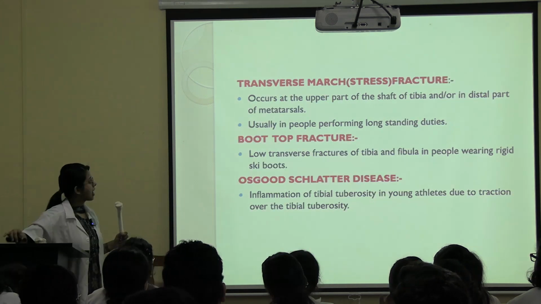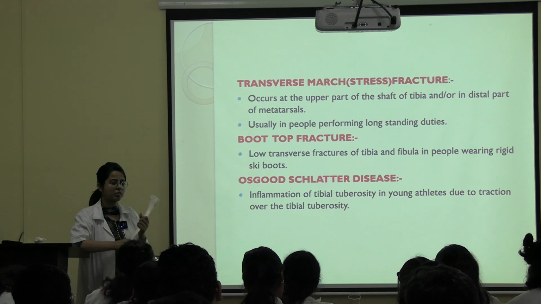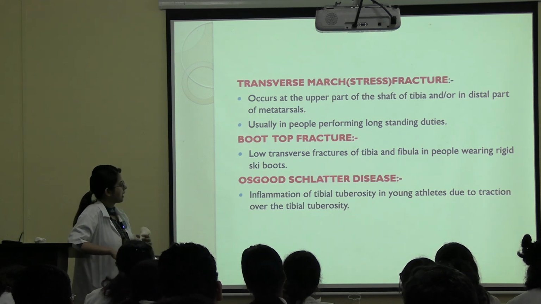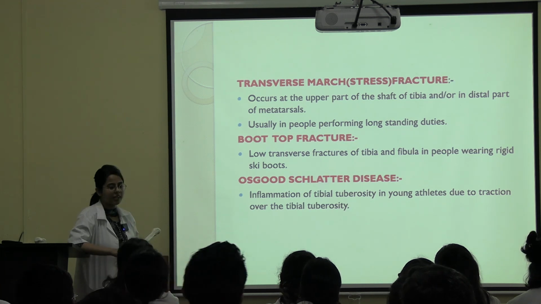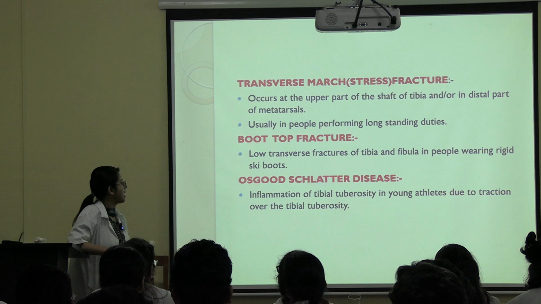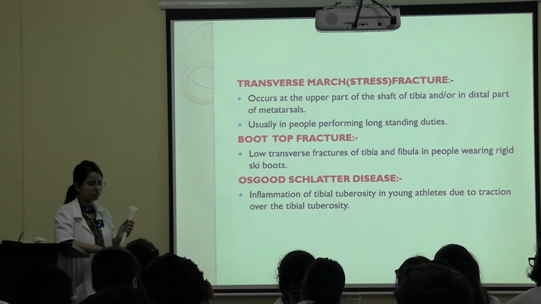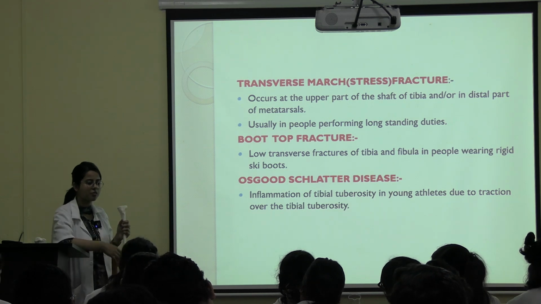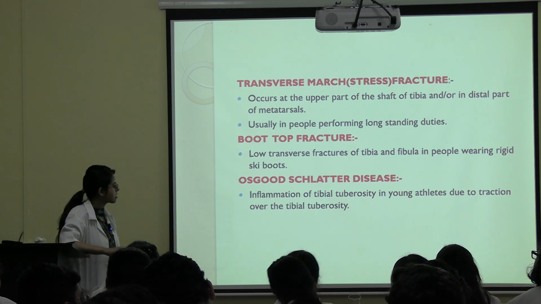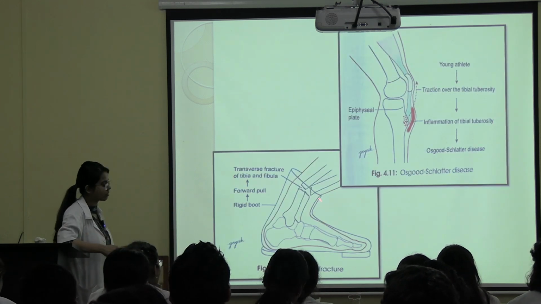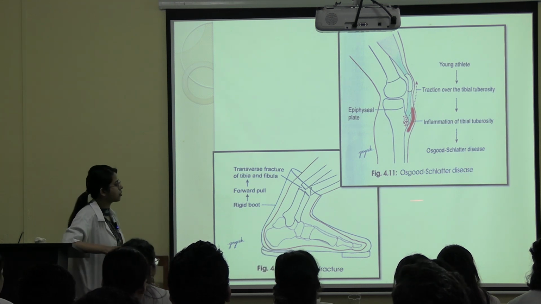Transverse or march fracture is a fracture of the upper end of the shaft of the tibia. Boot top fracture: people wearing rigid boots sometimes undergo a low transverse fracture of the tibia and fibula. The shaft will be fractured transversely, transverse, longitudinal. Now Osgood-Schlatter disease. See, this is transverse. Clear?